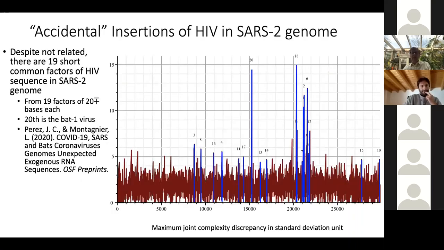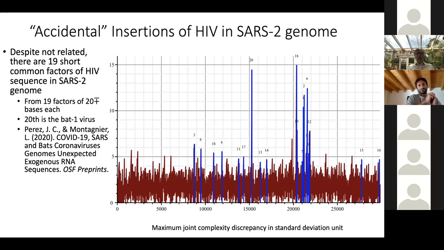Despite this, there has been a controversy. I don't know if you have followed that. There was a claim that there was an accidental insertion of HIV sequence in the SARS-2 genome. Indeed, they are not related, but I just checked, you can find 19 short common sequences of HIV in the SARS-2 genome. Each factor is of size 20, more or less. The 20th one is the BAT coronavirus.